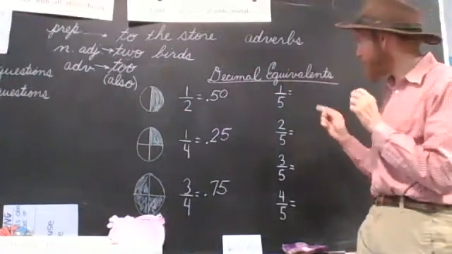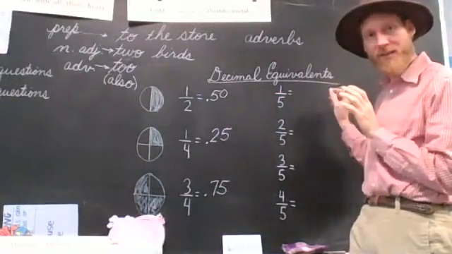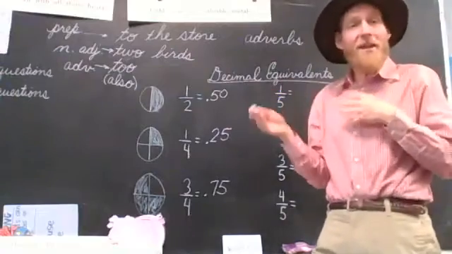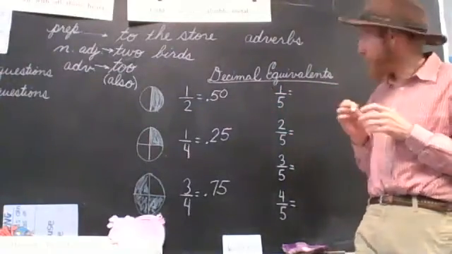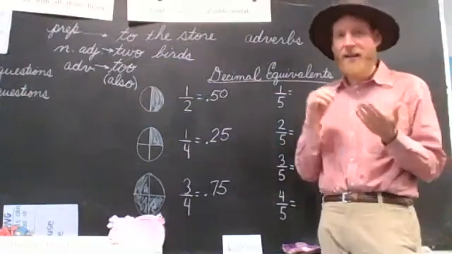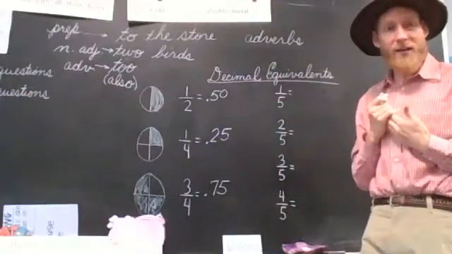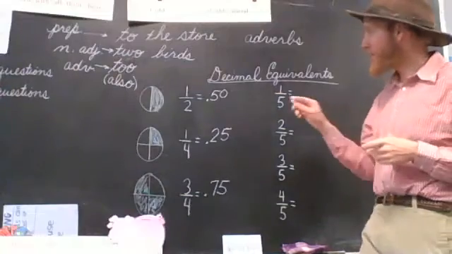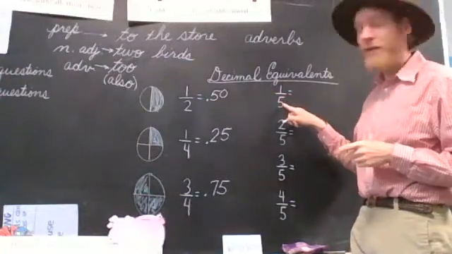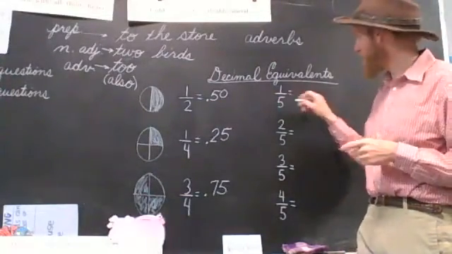And you need to quickly know what the decimal equivalent is, because you're going to have to do all these other things in arithmetic class. And you're not going to be able to have to sit there and try to think of what it is. Although you can figure it out by simply dividing the denominator into the numerator.